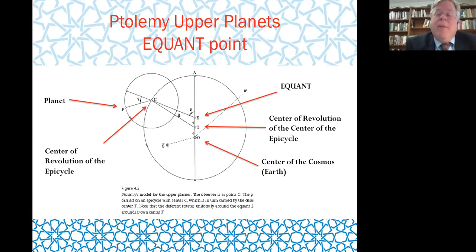So in this diagram, E represents the equant point, O represents Earth, and T represents the center of rotation of the epicycle on which the planet rotates. So what we've got going on here is that the circle, the big circle, rotates around center T, but it rotates uniformly around E, which is not its center. Now that's a physically impossible situation.